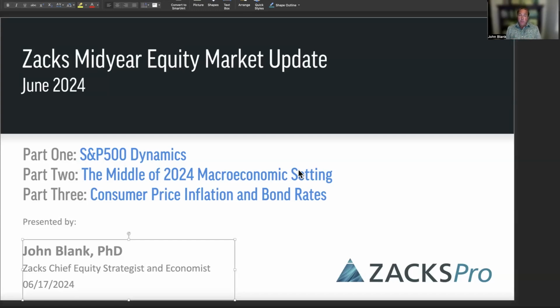Number two, I will go through the middle of '24 macroeconomic setting for the U.S. I won't touch the world economy since I'm only focusing on the S&P 500. However, 40% of the S&P 500 revenue does come from abroad, and we are seeing a strong global economy. So that's good news. Part three, consumer price inflation and bond rates, Treasury bond rates particularly.